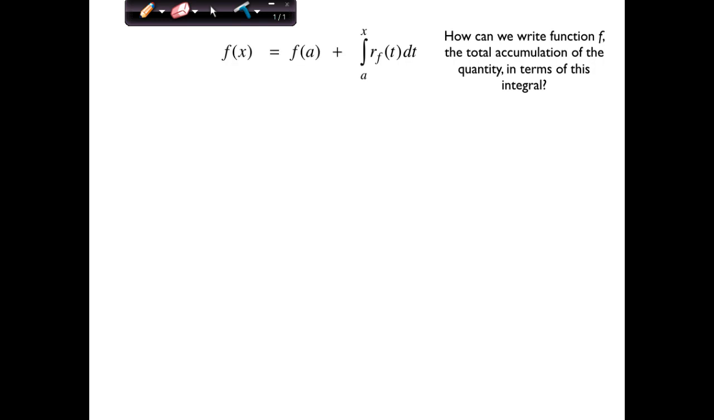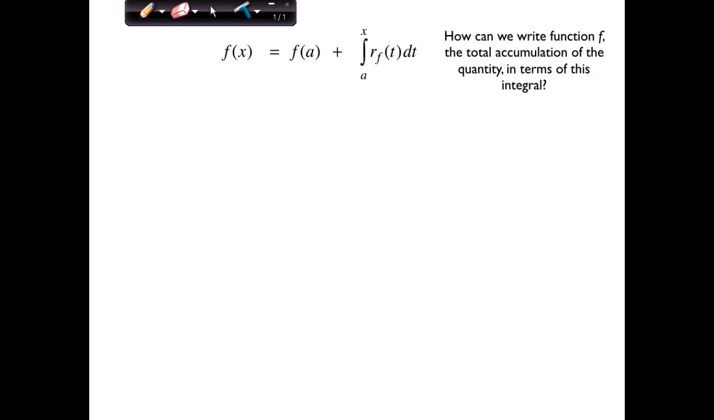That's it. We get all the accumulation from before up till a plus the bit-by-bit accumulation from a to x using the rate function, right? And this is our total accumulation function, or amount, right? So net accumulation is just the integral. Total accumulation, you add all the accumulation from before up to a, and that's the f of a.